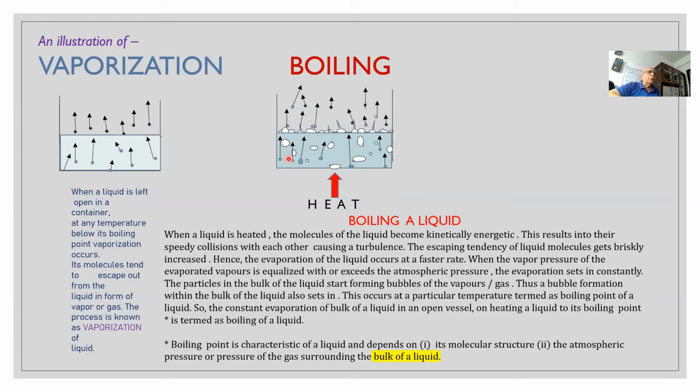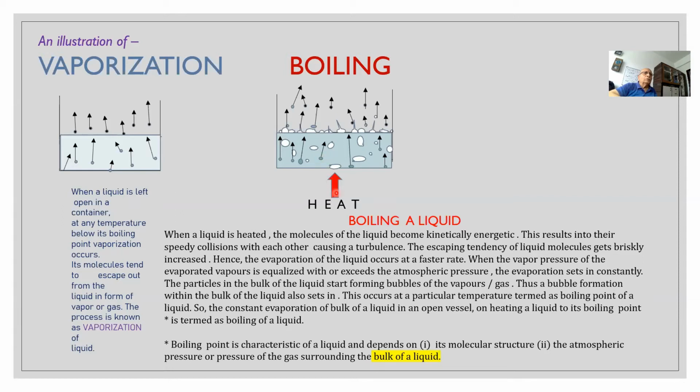It may be 1 liter, it may be 2 liters, it may be even more. So the bulk of the liquid is taken and heat is provided to it. Heat it by any source. So what will happen? This heat energy results in making all the particles present in the liquid more active. They become kinetically more active. They move faster.